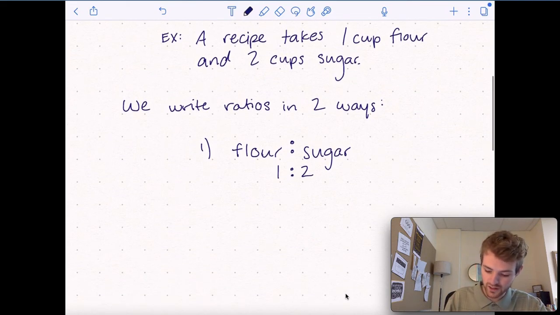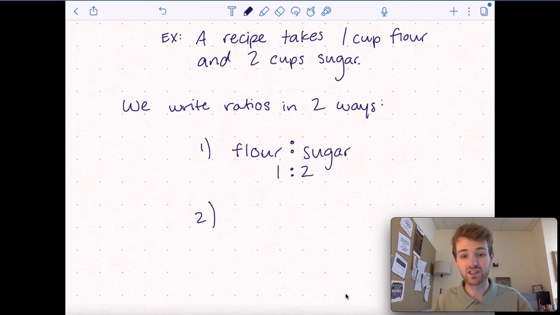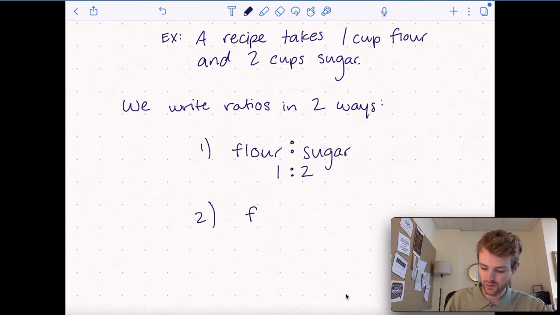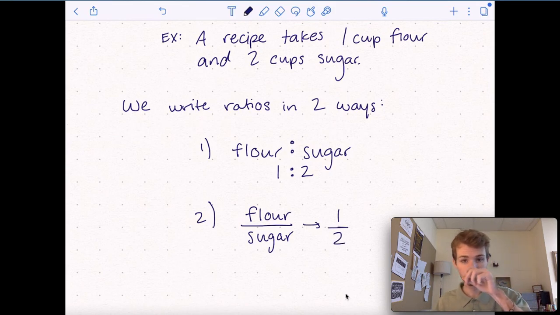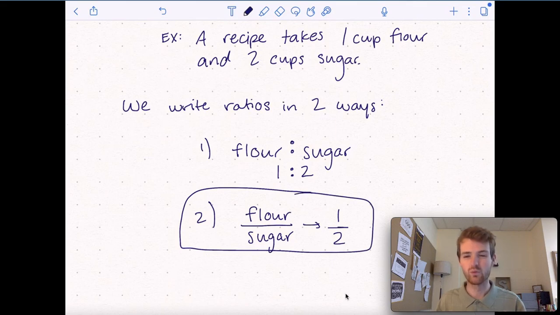The other way to write a ratio is as a fraction. So if we wrote it as a fraction, we could write flour as our numerator, sugar as our denominator. What that means is our ratio would look like 1 over 2. 1 cup of flour, 2 cups of sugar. In this class, we will want to use fractions. So if you're familiar with that colon method, great. However, for the purpose of this class, we'll want to use a fraction.